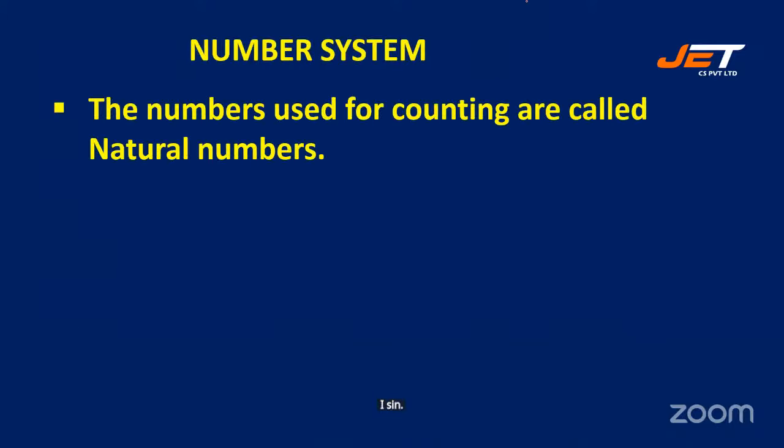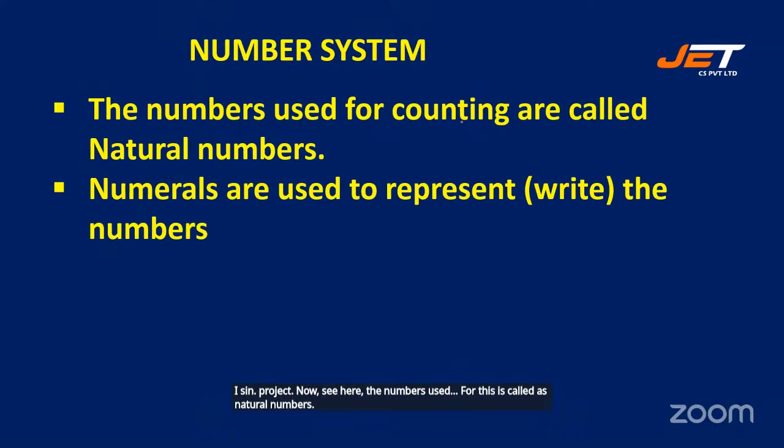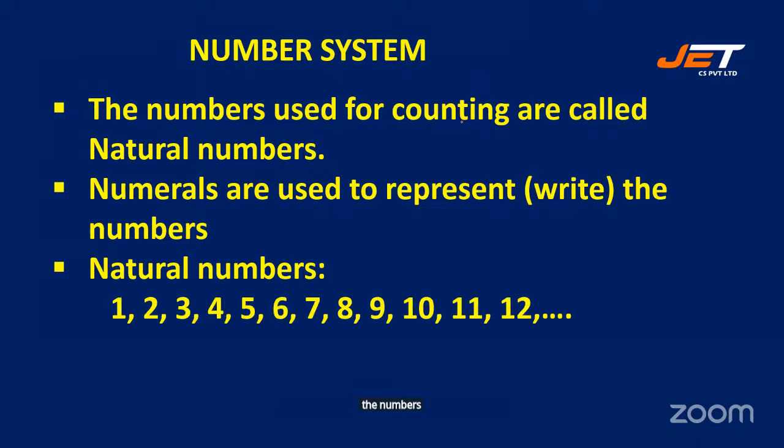All right. Now see here, the numbers used for counting are called natural numbers. Numerals are used to represent, that is, to write the numbers. So 1 to infinity are natural numbers. All right. Next, consider this.